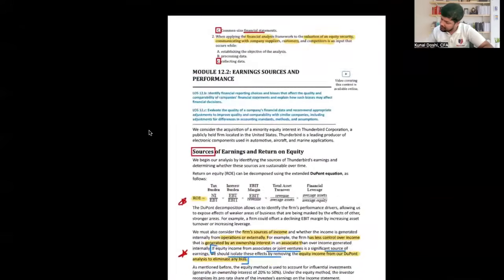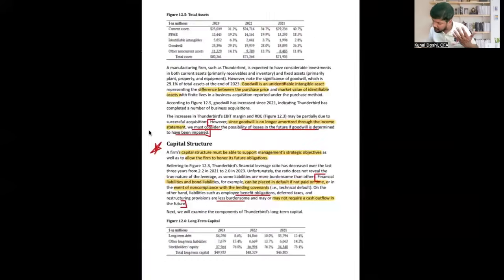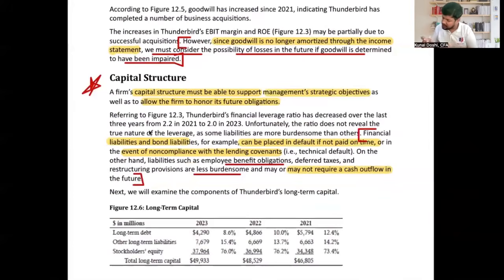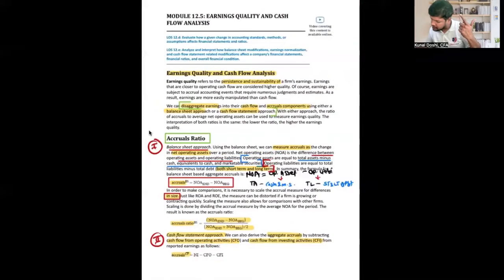Now, the second thing that we discussed apart from the earnings quality related calculations is the capital structure. A firm's capital structure must be able to support the management's strategic objectives. The company should have sufficient sources of capital, right? Financial liabilities and bond liabilities can be placed in default if not paid on time. That is what we already know, right? There's nothing complicated there. Is there anything more important in this topic that we need to take into consideration?